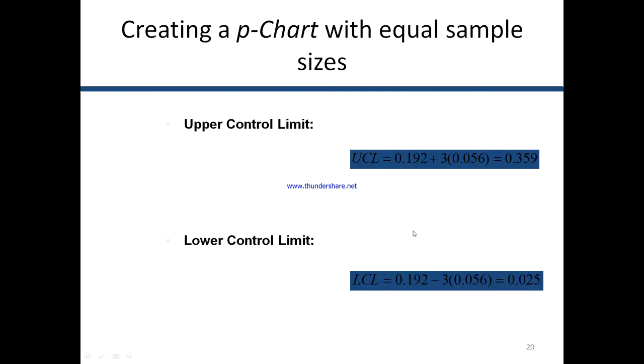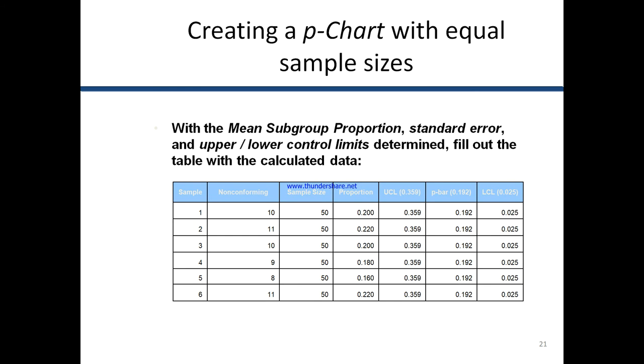So by substituting the values into these two equations, p bar is 0.192 plus 3 times the standard deviation, 0.056. This is equal to 0.359. The LCL, that is lower control limit, is equal to 0.192 minus 3 times 0.056. This is equal to 0.025. Right? So now we have constructed the upper control limit, the p bar value and the lower control limit.